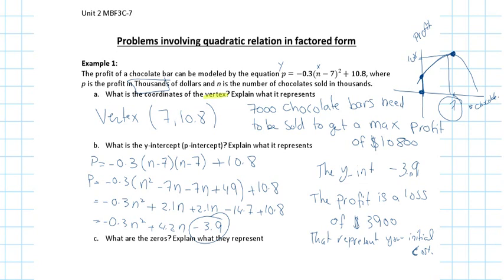So, what are your zeros? Can I find them from the standard form? Can I find them from the vertex form? No. What form do they have to be in for me to find the zeros? Factored form. Which means I have to factor, right?